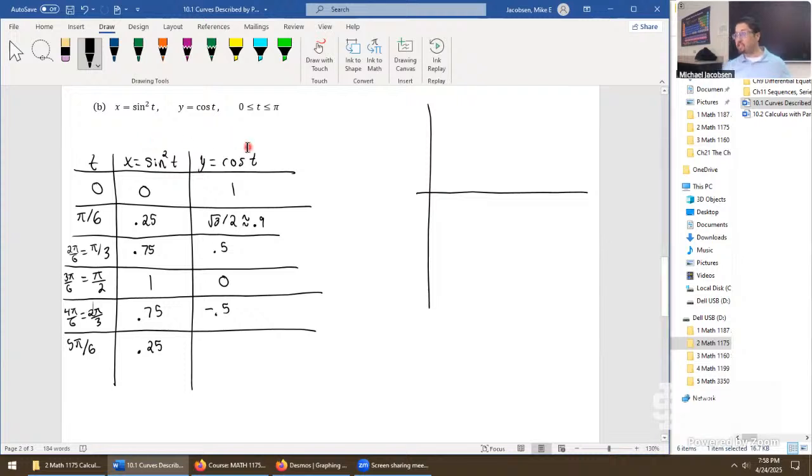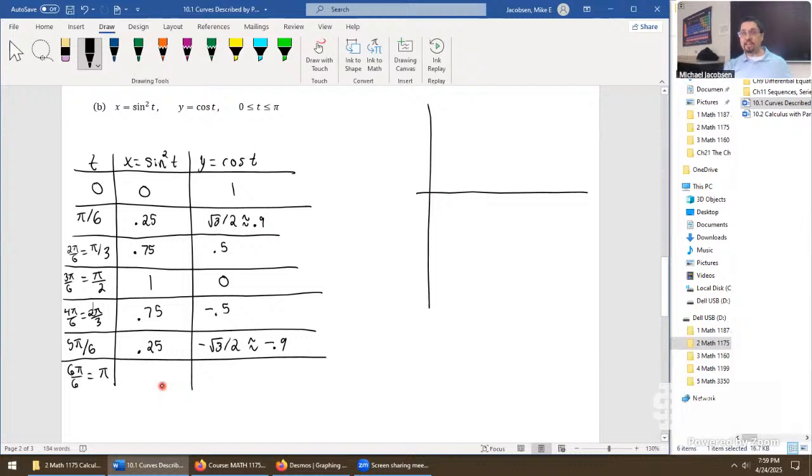Cosine at 5 pi over 6 is the same as this one, except it's negative. It's in quadrant 2. So we'll say negative √3/2, approximately negative 0.9. And finally, it's 6 pi over 6, which is just pi.